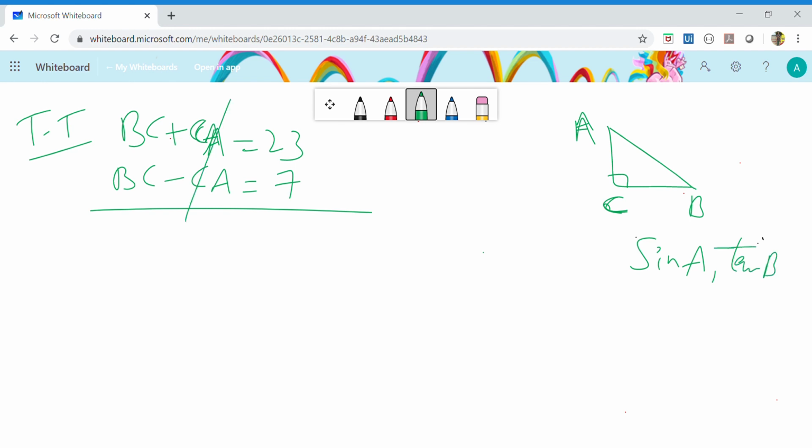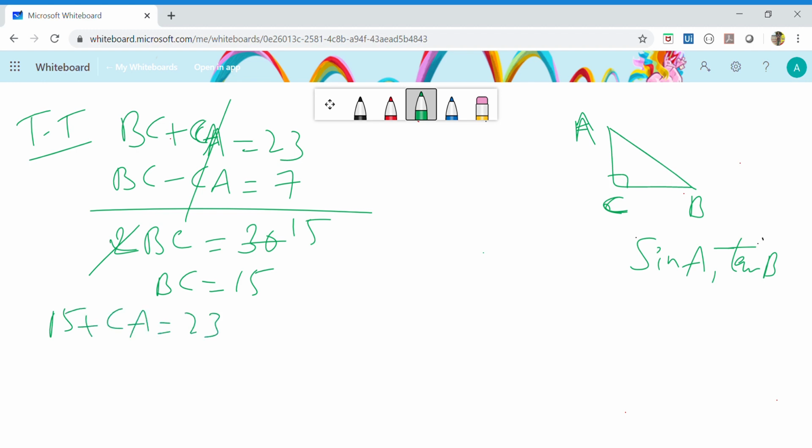So these two get cancelled. 2BC is equal to 30. 2 gets cancelled with 30. So BC is equal to 15. And 15 plus CA is equal to 23, and CA is equal to 23 minus 15. How much is it? 8. So CA is equal to 8 centimeters you got, and BC is equal to 15 centimeters you got.